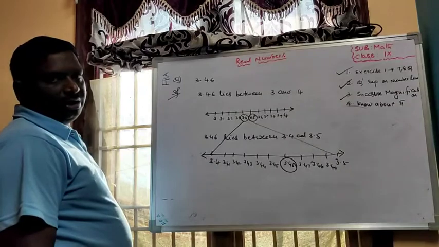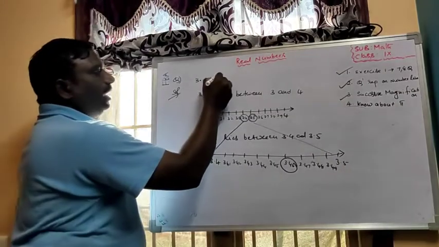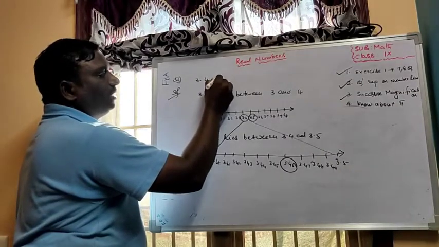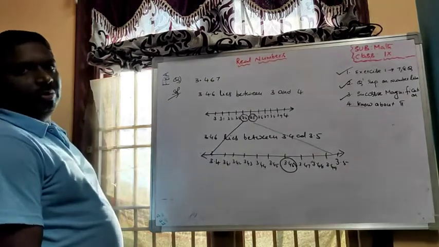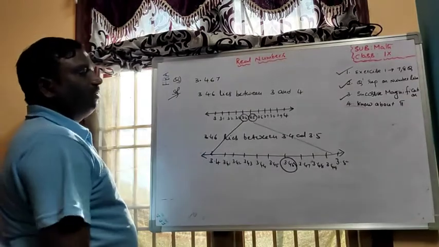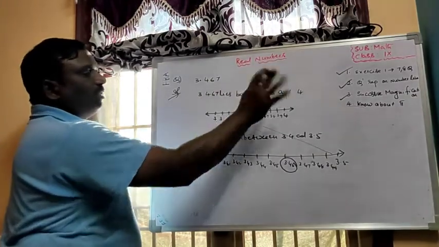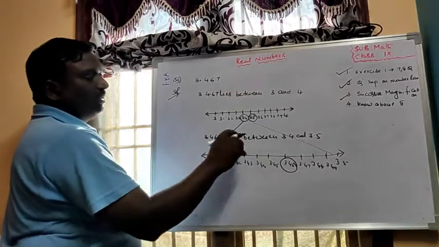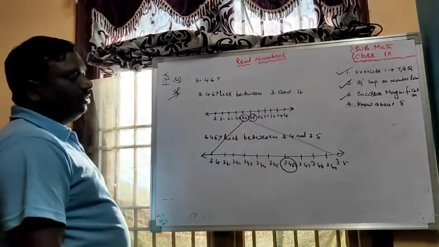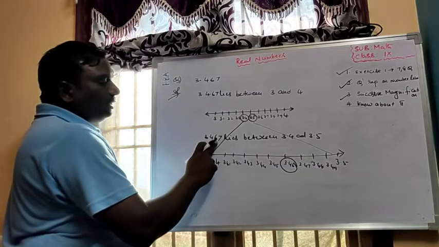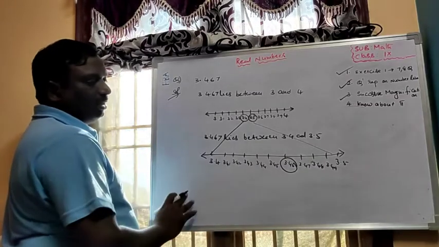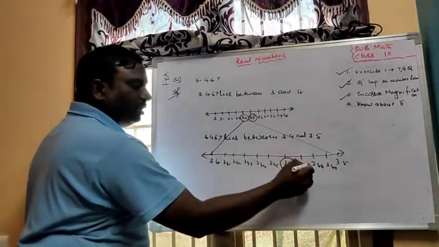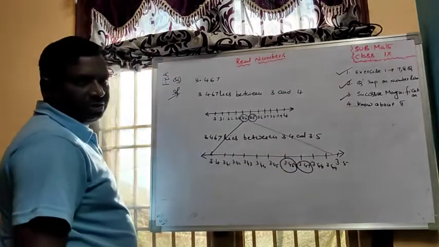We need to mark like this. One more digit they are asking: 3.467. Suppose in your question 3.467 lies between 3 and 4, and between 3.4 and 3.5. Again, 3.46, we did not get 3.467. We got only 3.46 and the next number is 3.47.